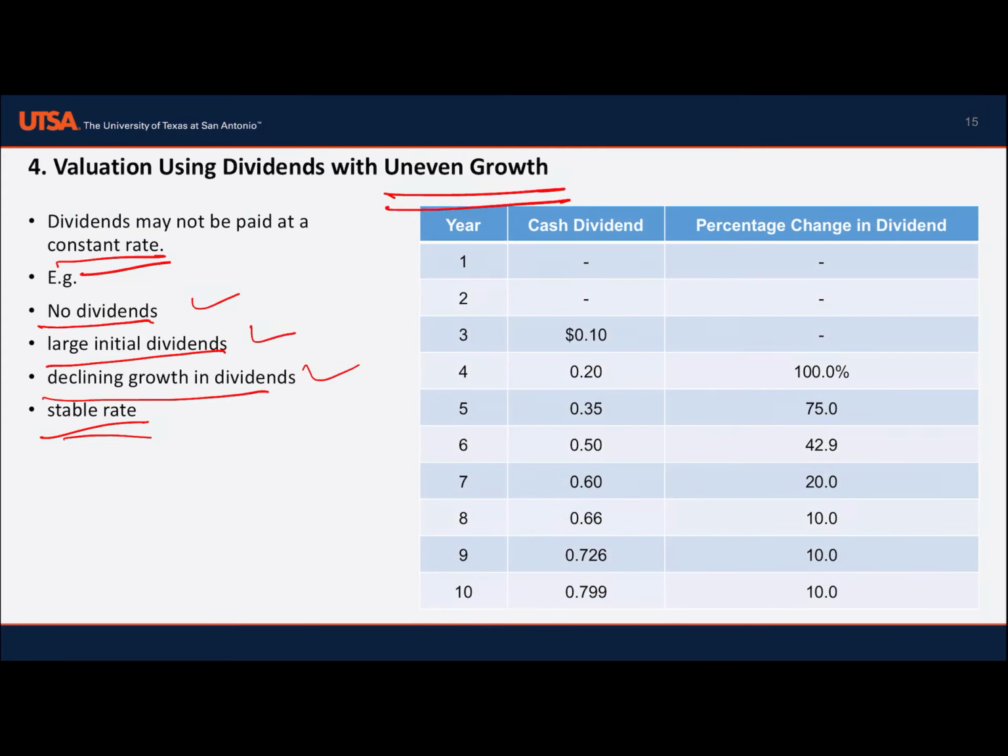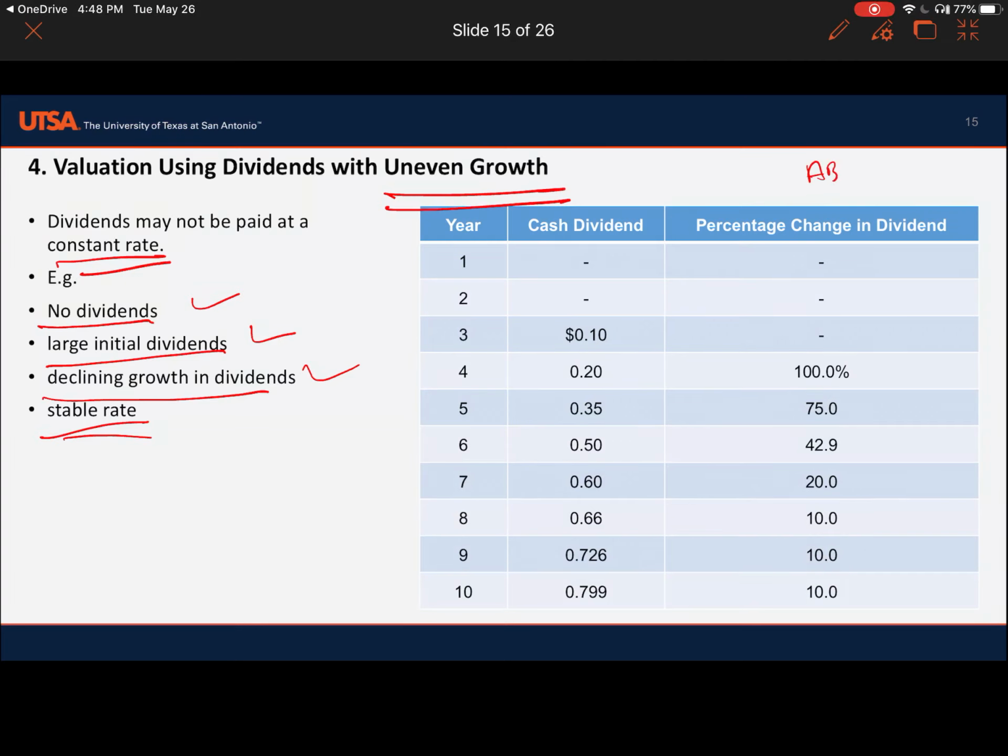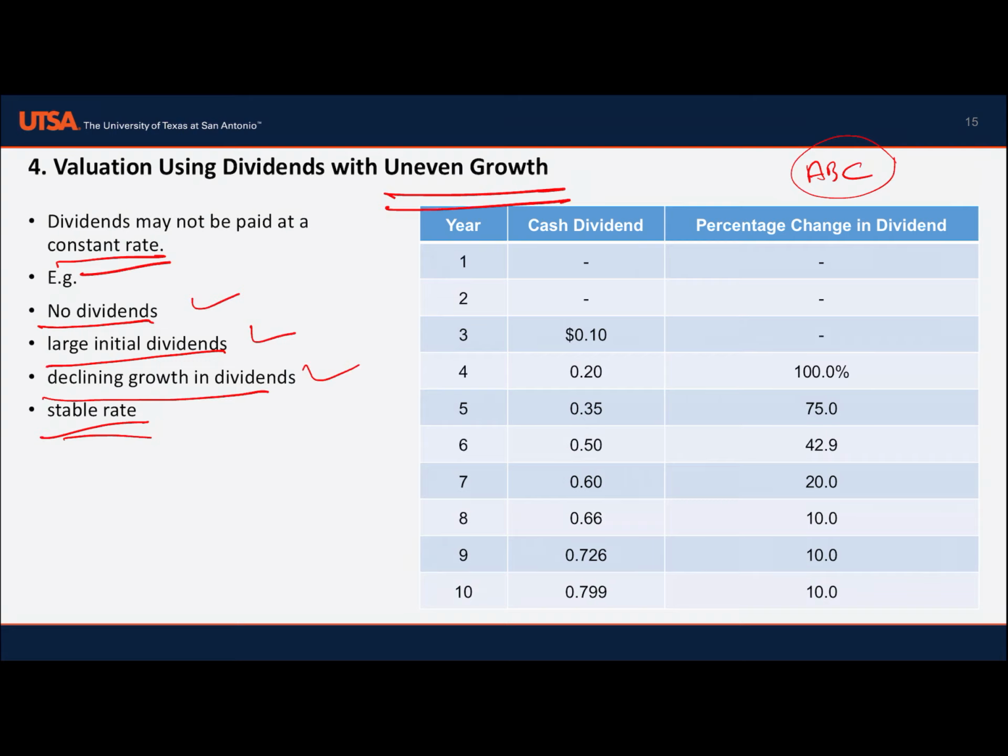So let's say this is a B, C stock, and for the first year, it doesn't give any cash payment, 0 dividend. Time 2, 0, 0, 0. At time 3, just 10 cents. At time 4, which is year 4, just 20 cents. Year 5, 35, 50, 60, 66, and so on.